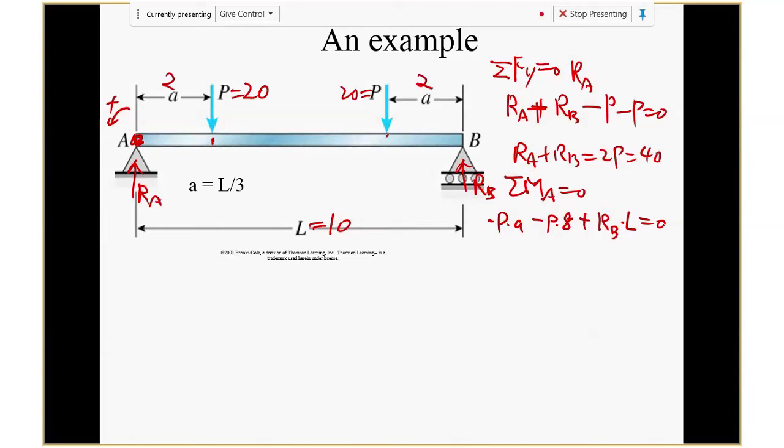Okay, from here, what's RB? If you're not sure, let's write one more step. So this will be negative what? 10 times 2, so negative 20, right? This will be negative 160. Then plus RB times 10 equals 0, right? So the zeros cancel out. So I divide 10 into the whole thing. Now what's RB?